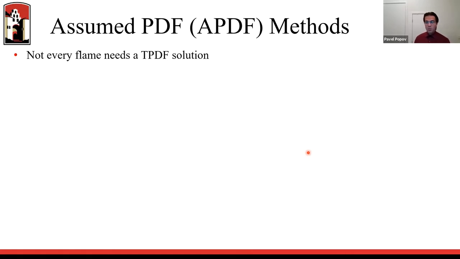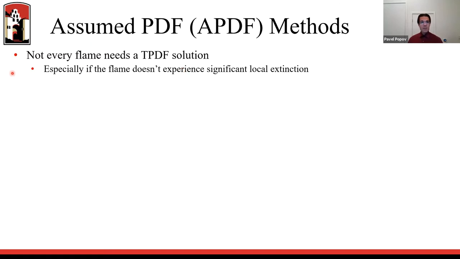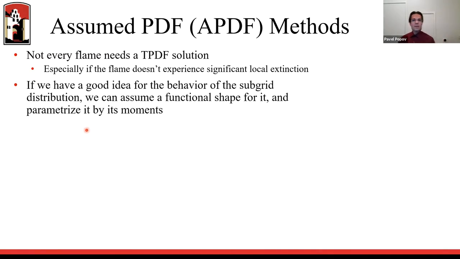Transported PDF methods have alternatives which are faster for certain flames which aren't quite that hard to model. So not every flame needs a transported PDF solution, and especially if the flame doesn't experience significant local extinction, we can apply a different class of PDF solutions, which are called the assumed PDF methods, which don't model the subgrid distribution quite that accurately, but they require a lot less computational cost. So the idea of assumed PDF methods is that if we have a good idea for the behavior of the subgrid distribution, we can assume a functional shape for it.